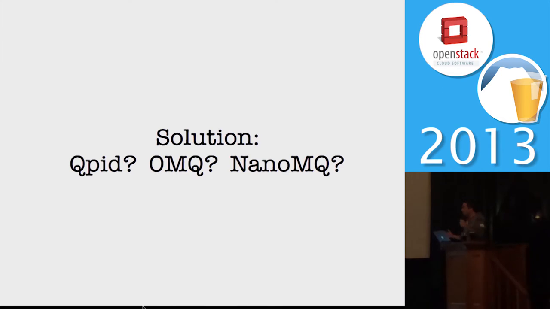Well, there's other queuing systems out there. I know Red Hat uses Qpid. There's ZeroMQ. There's NanoMQ. There's plenty of queuing systems out there. And how do you solve this whole queuing problem? And honestly, we're not going with any of those things.